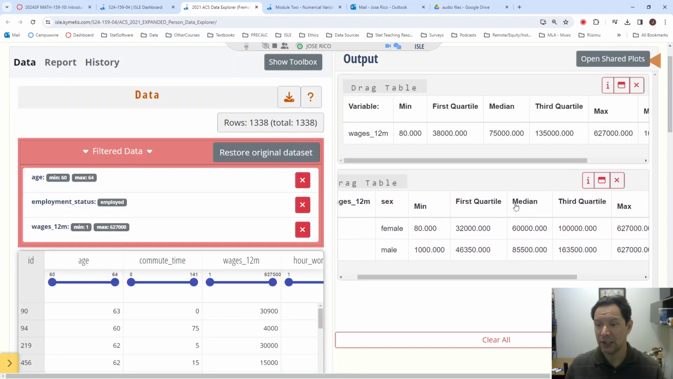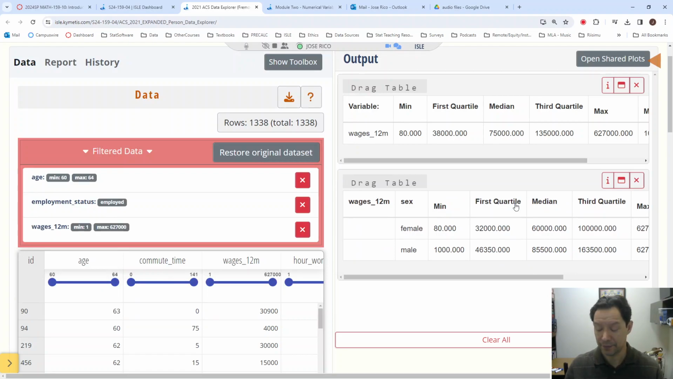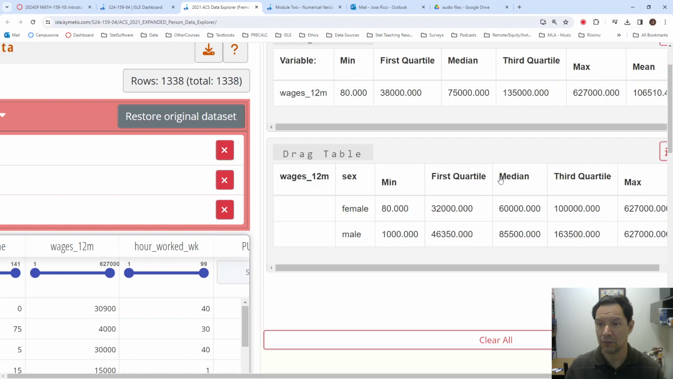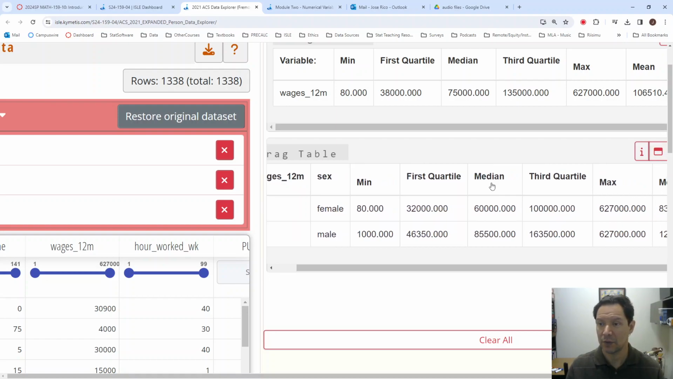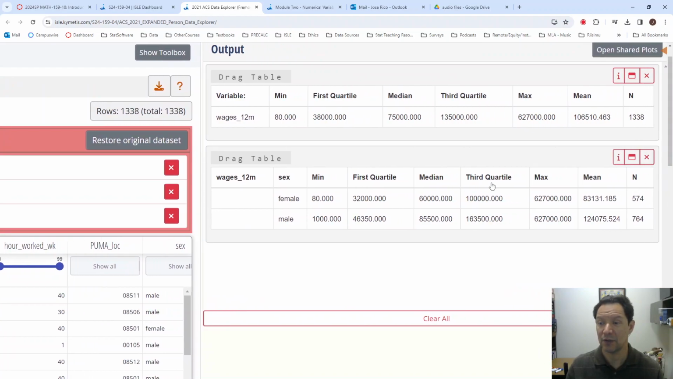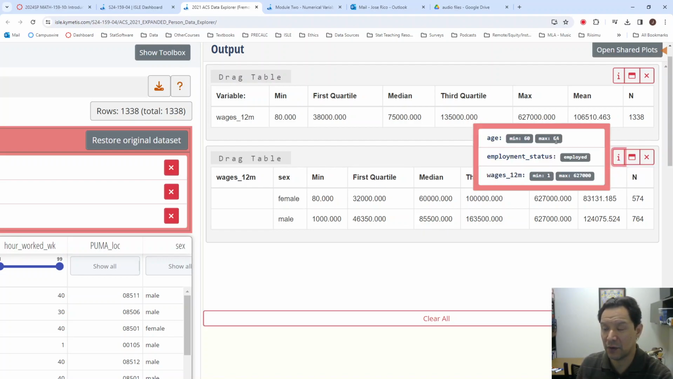So what we see now when we look at this, I'm going to try to get it so it's visible. Okay. So we see in our sample, these are the summary statistics. So we know that in this sample we have 60 to 64-year-olds that are employed and making at least $1.